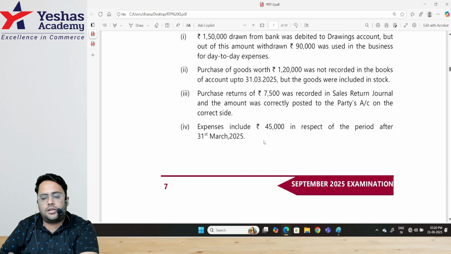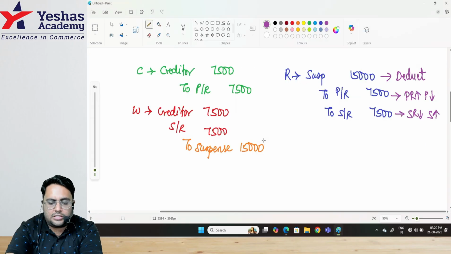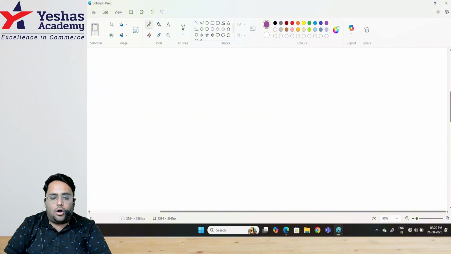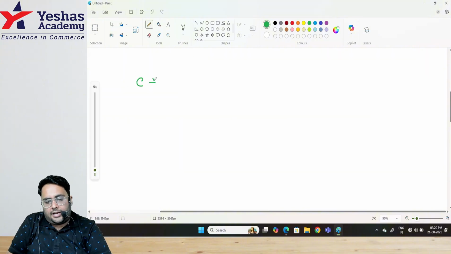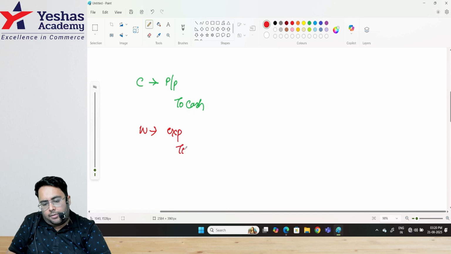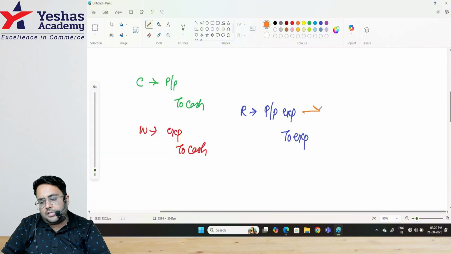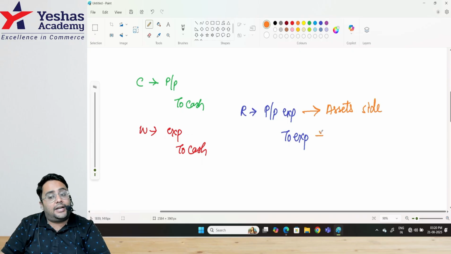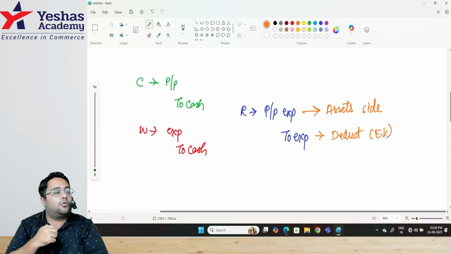Expenses include 45,000 in respect of the period after 31st March. Expenses paid in advance are called what? Prepaid expense. Correct entry would have been prepaid expense to cash. Wrong entry, they put it under expense account. Expense account debit to cash. What would be your rectification in this case? Prepaid expense account debit to expense account. Prepaid expense debited, show it on the asset side of balance sheet. Expense credited, what to do? Deduct from your expenses. Expense credit goes down.